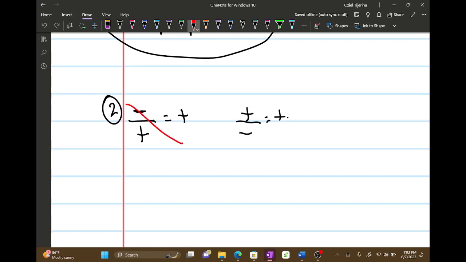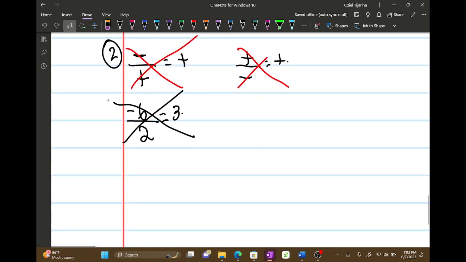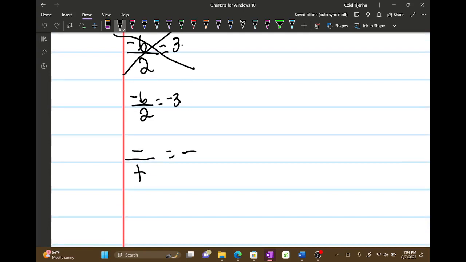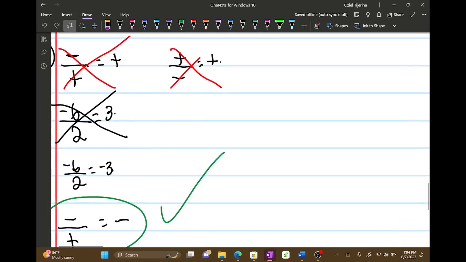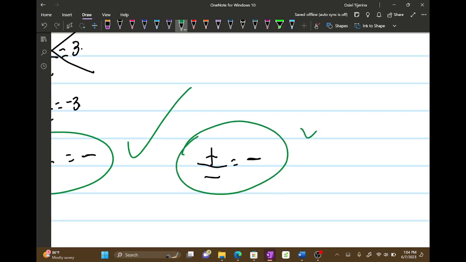So neither of these are right. For example, if I say negative 6 over 2, a lot of students think, well, that's 3. But no, it is not 3. It's negative 3, okay? So a negative over a positive is negative. So this is the correct way to do it. That goes the same way for positive over negative. When I say positive over negative, it's still negative, right? So this again is the correct way to do it.